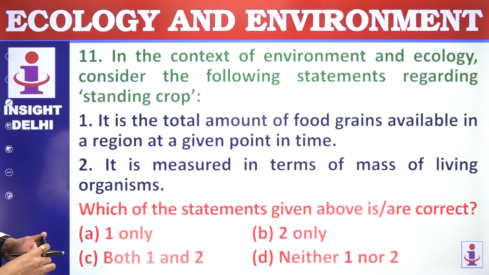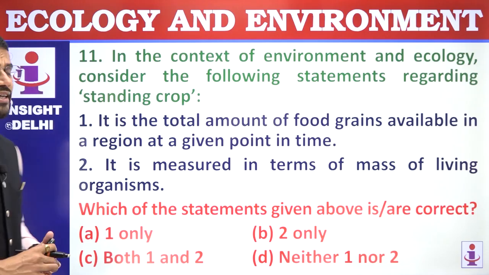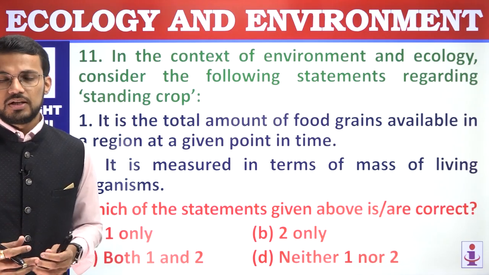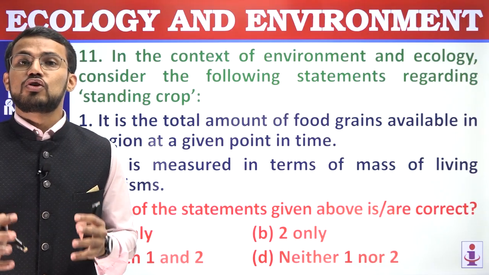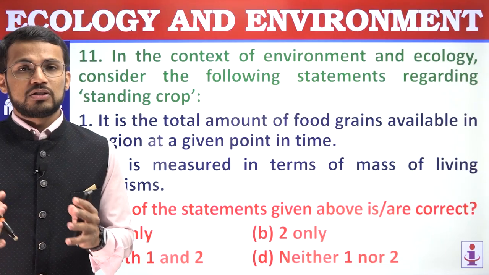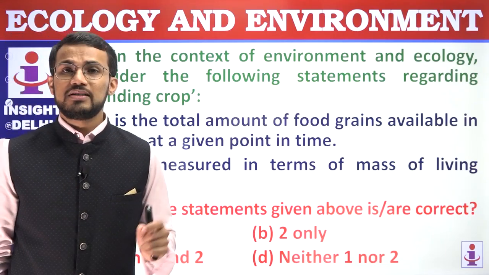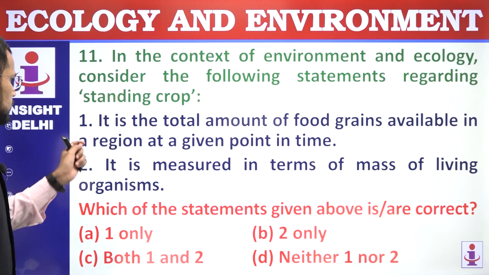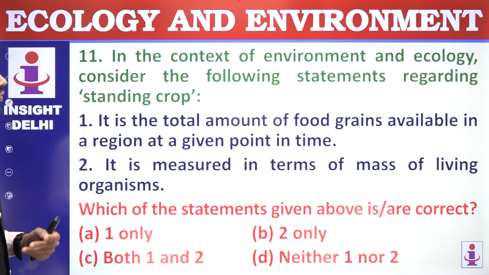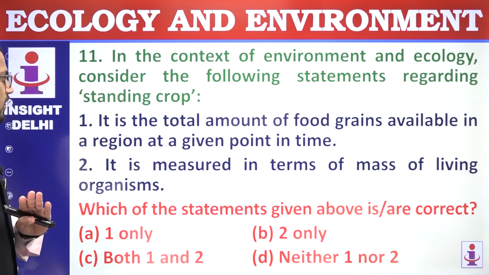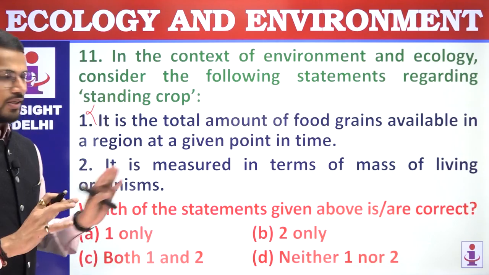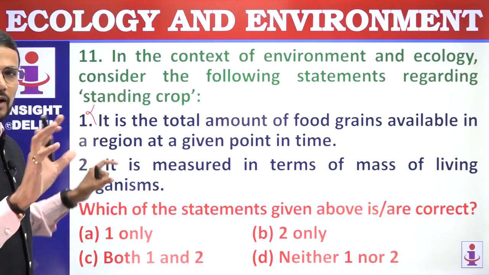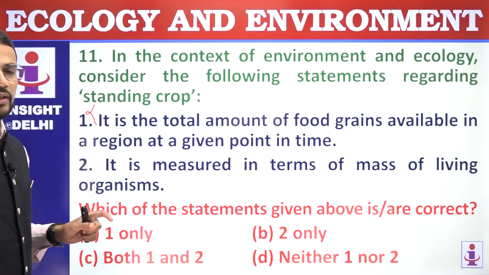Next, 11th. In the context of environment and ecology, consider the following statements regarding standing crop. Now, what is standing crop? Standing crop is the biomass that is associated with a particular trophic level. Right? Biomass associated with a trophic level is called standing crop. First statement: it is the total amount of food grains available in a region at a given point in time. Incorrect statement, very vague. Standing crop is biomass, that too of a particular trophic level.